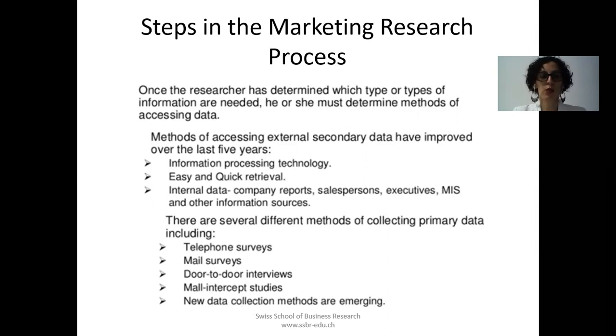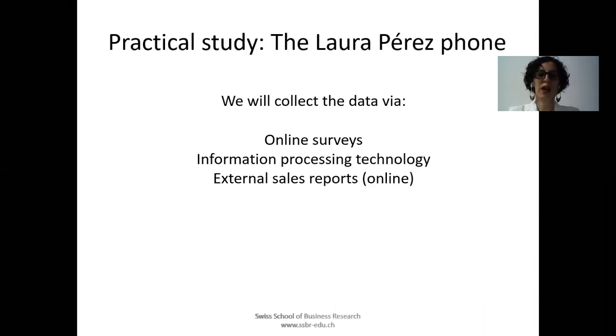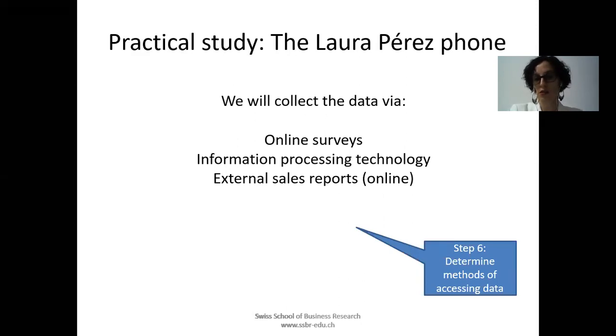Then you also have internal data, which you can retrieve on your intranet, for example. Most of this data is very easy to access now with the internet, obviously. And to collect primary data, you also have other types, for example, telephone surveys, mail surveys, door-to-door interviews, etc. There are new data collection methods like SPSS software, which I will touch upon very briefly, that also help in accessing the data. So for my phone, we're going to collect the data via online surveys. We're going to use information processing technology, and we're going to use external sales reports that we're going to access online. That is step 6.